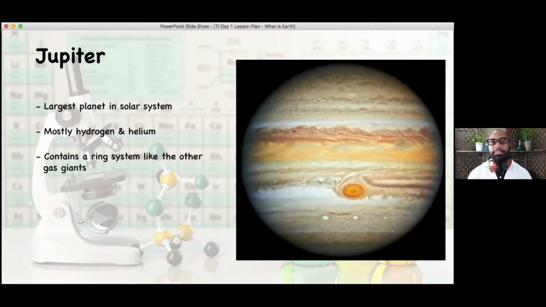And we talked about the difference between gas giants and rocky planets, and that also comes with the close proximity to the sun. The gas giants have a far, far proximity compared to Earth, Mars, Mercury, and Venus. So they tend to have gaseous elements rather than actual solid rock formations. So Jupiter is the largest planet in our solar system, composed mostly of hydrogen and helium. A unique fact about Jupiter is that it's actually considered a failed star.